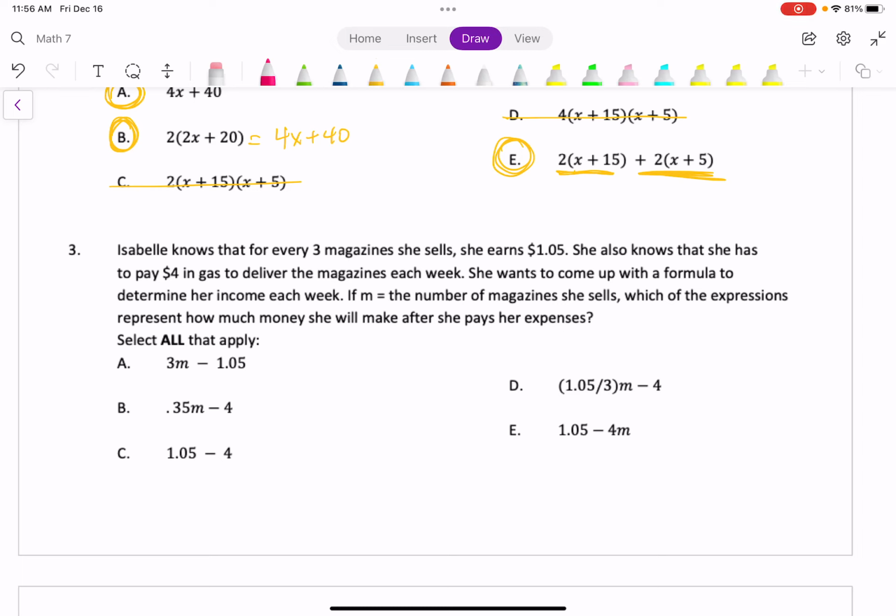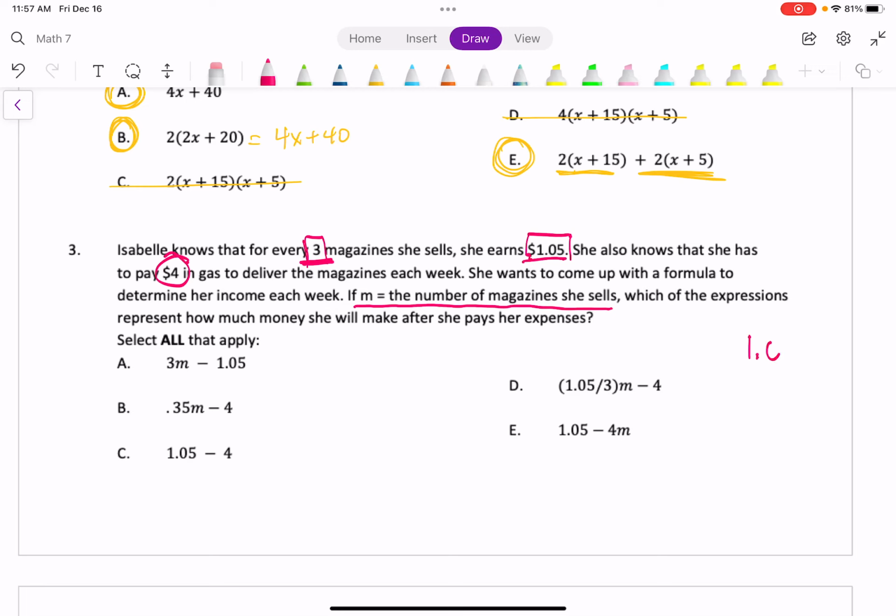Isabel knows that for every 3 magazines she sells, she earns $1.05. She also knows that she has to pay $4 in gas to deliver the magazines. She wants to come up with a formula to determine her income each week. M is the number of magazines she sells, the individual number of magazines. How much? You have to think about how much does she get per magazine. She gets $1.05 for 3 of them.